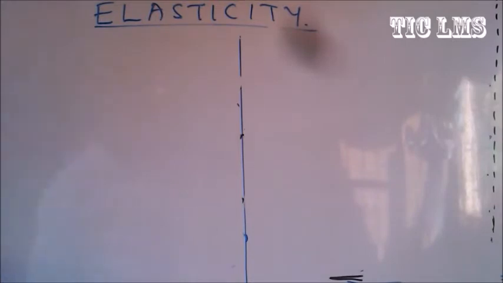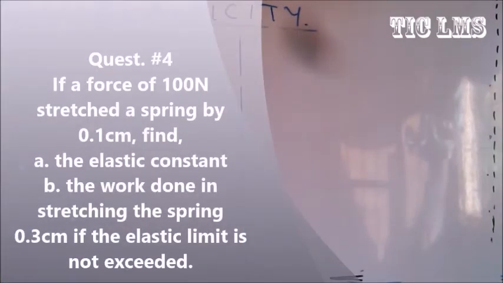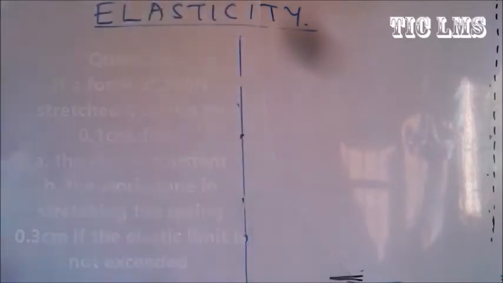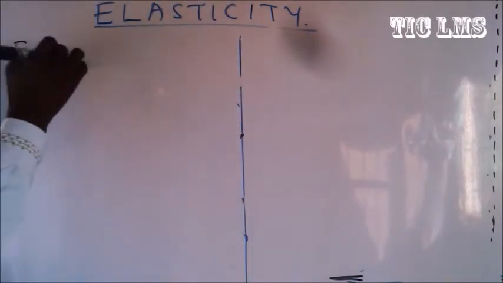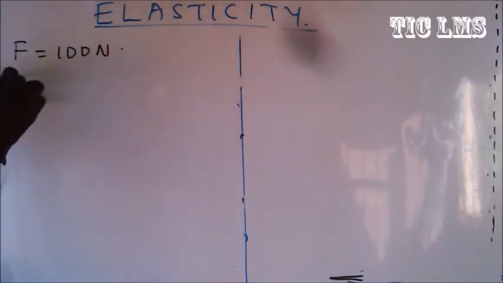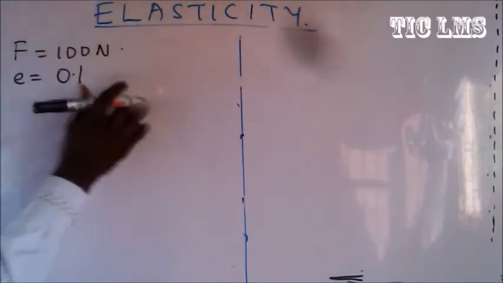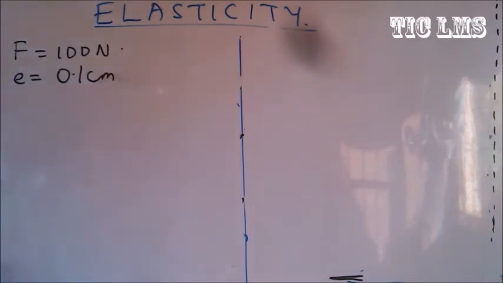Here's a question which says, if a force of 100 Newton stretches a spring by 0.1 centimeter, find A, the elastic constant, B, the work done in stretching the spring 0.3 centimeter if the elastic limit is not exceeded. So in this question, we have a force of 100 Newton and it stretched the spring by 0.1 centimeter. So first is to find the elastic constant.